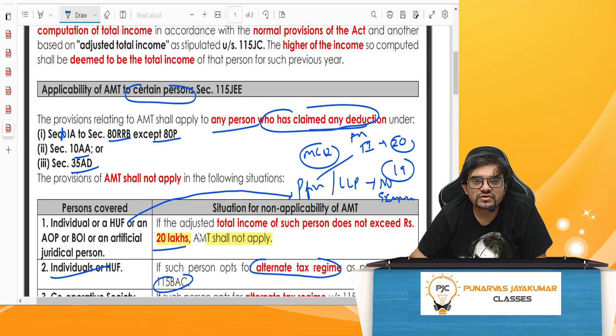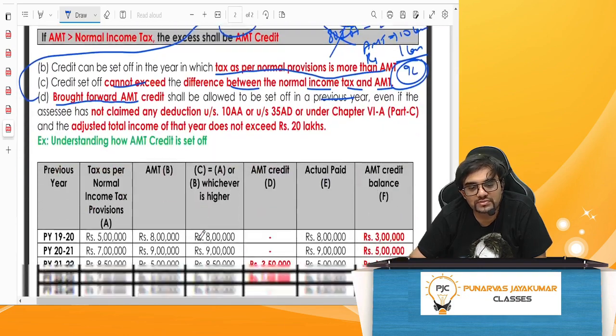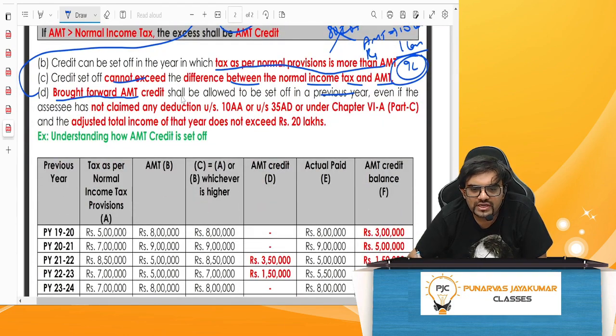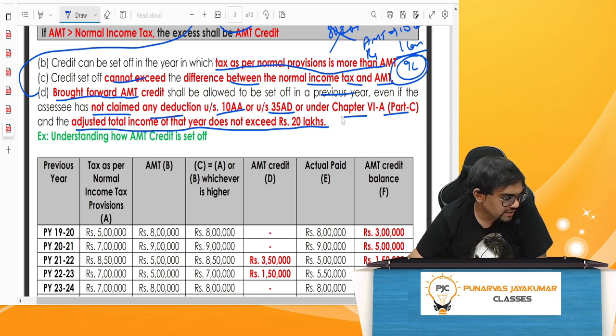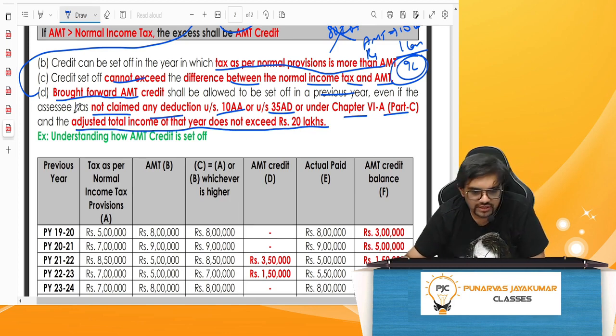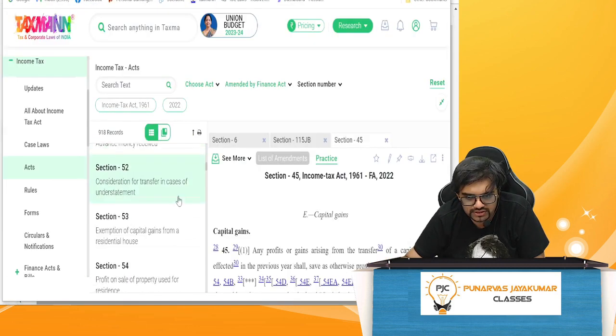Let's say this year mine was 40 lakh. So I have claimed AMT. Next year my adjusted total income is coming up to 10 lakh. So AMT will not apply. But can I carry forward the credit? Big problem was there. Litigation happened. Arun Jaitley inserted one clause. That clause is point number D. Brought forward AMT credit shall be allowed to be set off in any previous year even if the assessee has not claimed any deduction under 80-IA to 80-RRB, 10AA, 35AD under Chapter 6A and the adjusted total income does not exceed 20 lakh. Both the cases. So he inserted a line in 115JD. Let me see, I'll show you that wordings. Nice wordings it is.